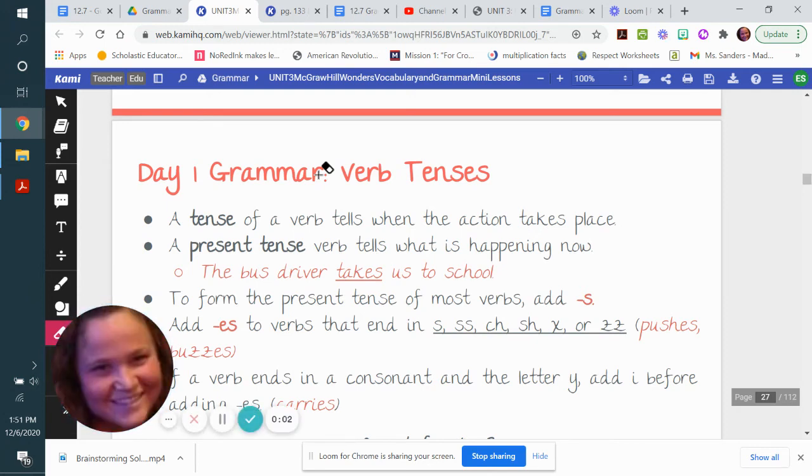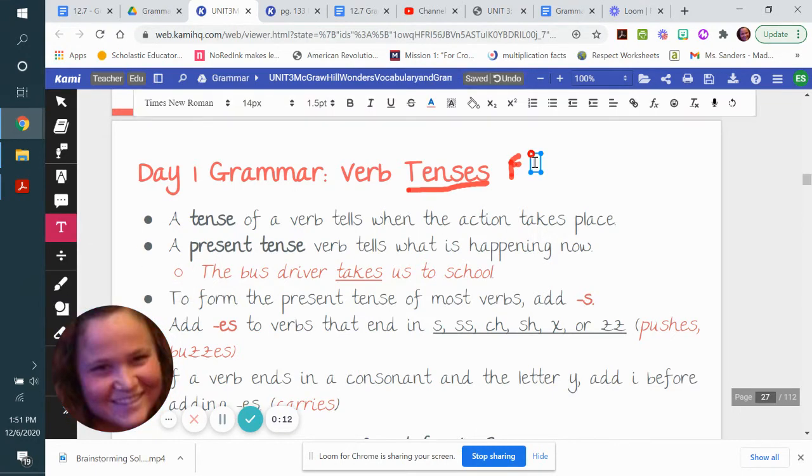All right, boys and girls. So today we're going to be talking about tenses. And you guys have talked about this before in the past. So you might remember past, use your text box, standards. Okay, past, present, and future tenses.